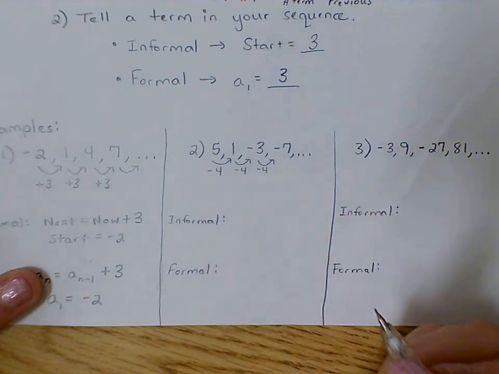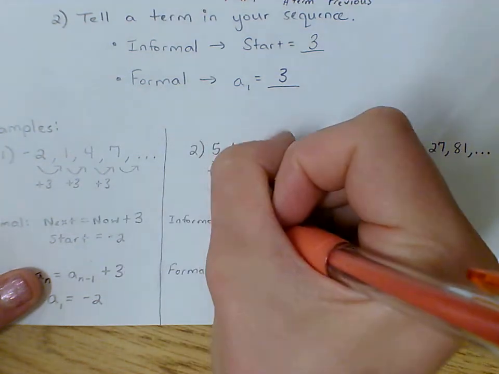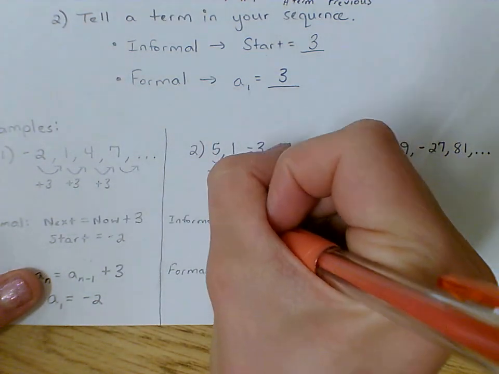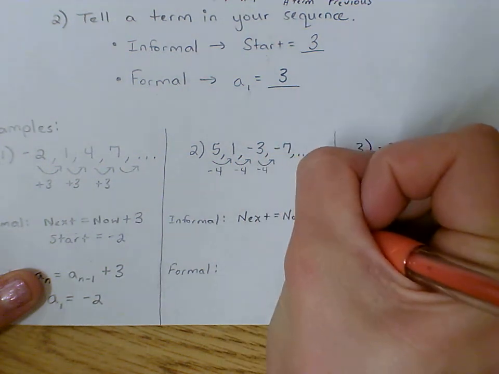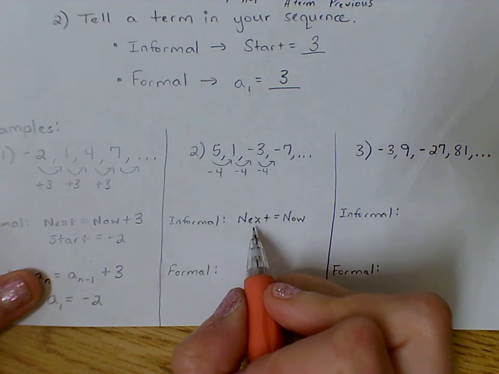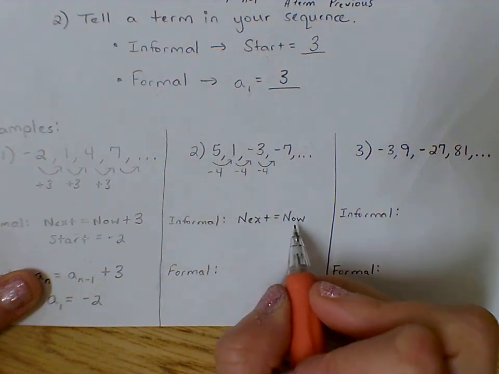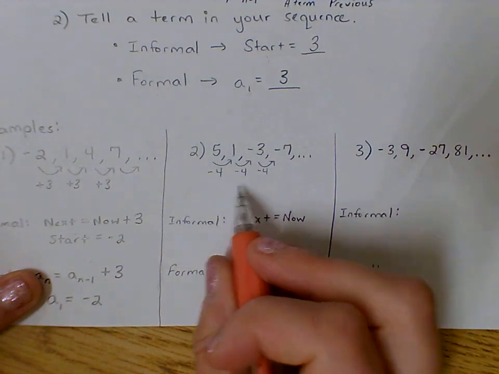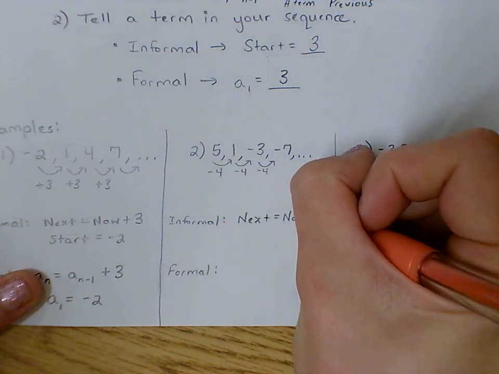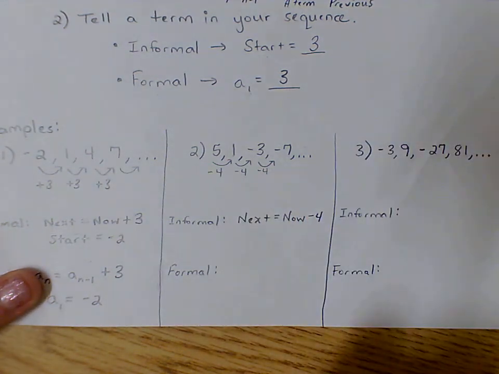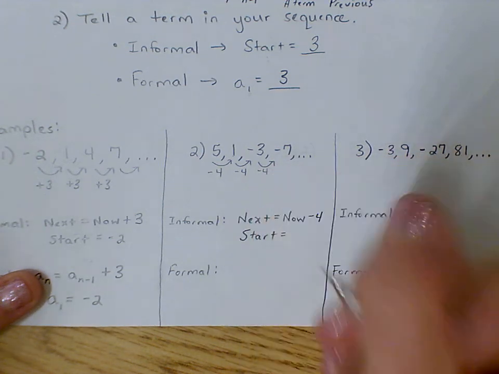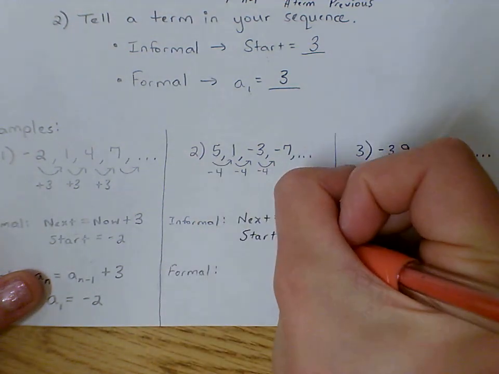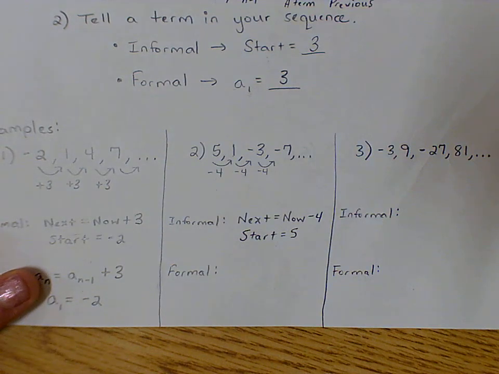The informal way of writing it, you're using your next and now stuff. So to get to the next term, what am I going to do to what I have now? The next term would equal what I have now, and then what are we doing to it? Well, we're subtracting 4. So I have to take what I have now and subtract 4. And then you just go below it and you write down where it starts. So it started at 5. So that would be the informal way of writing it.